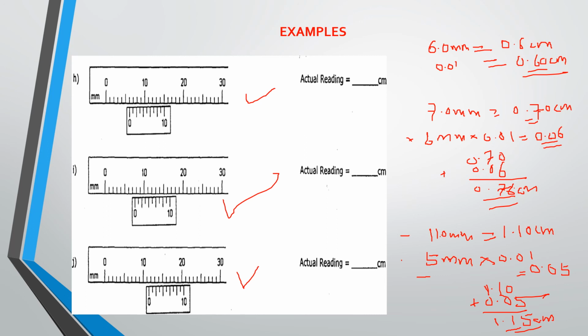So basically that's how to read your Vernier scale. There's not too much to it. Take your reading, take the main scale reading, take the Vernier scale reading, multiply it by the accuracy, add up your figure, and then you get your Vernier scale reading.